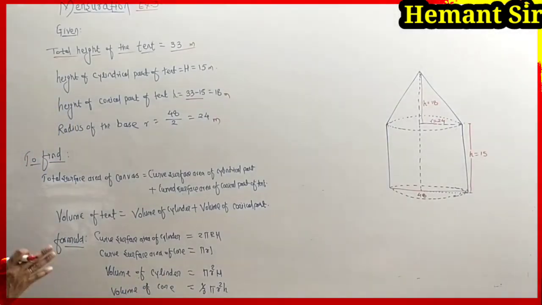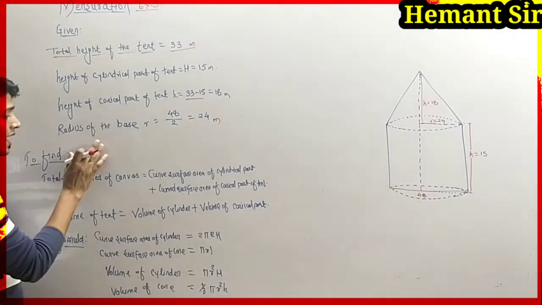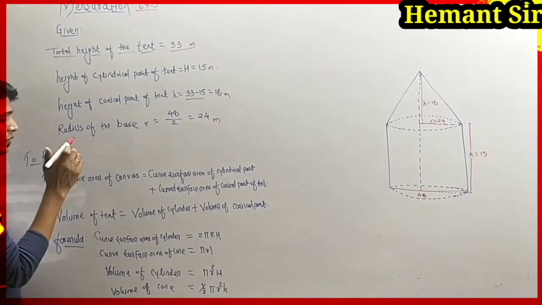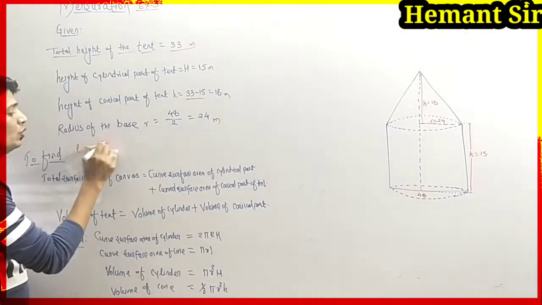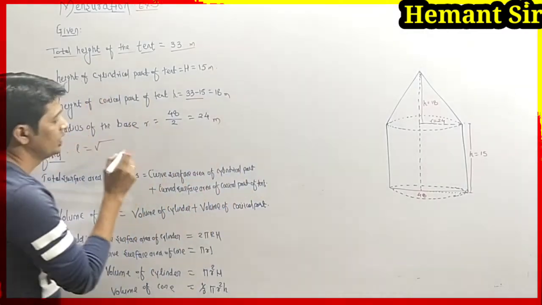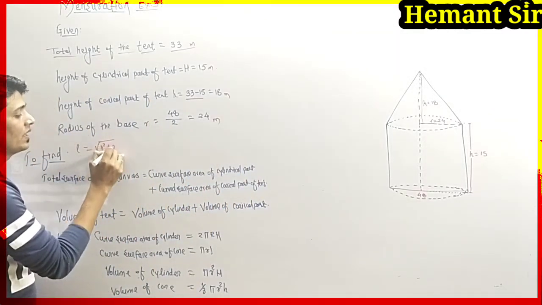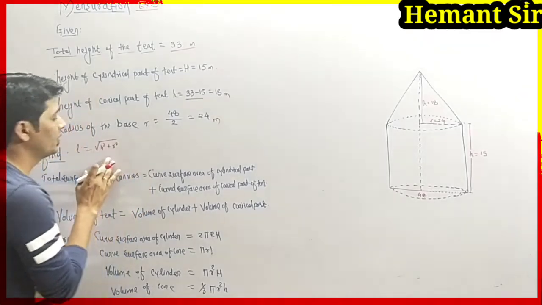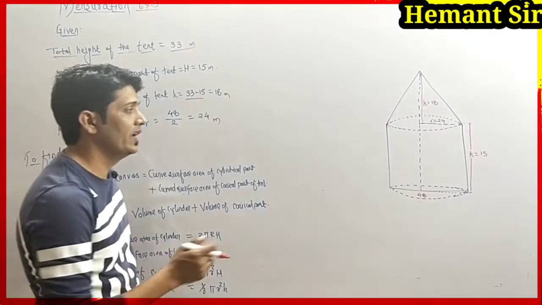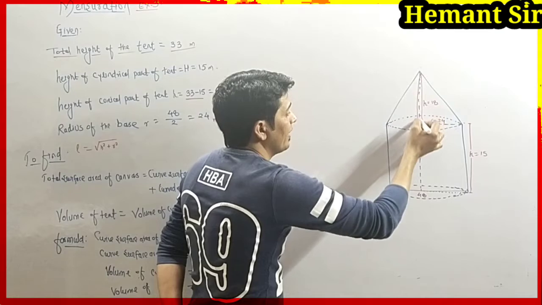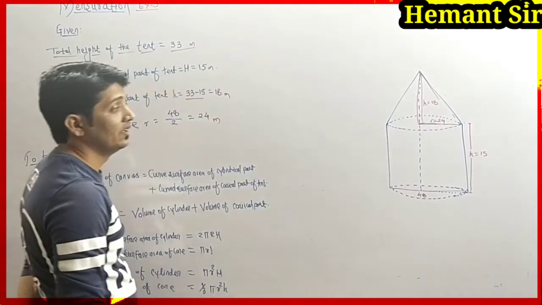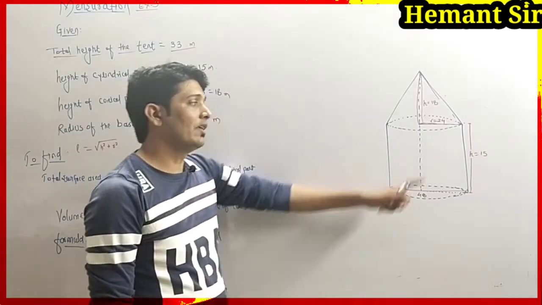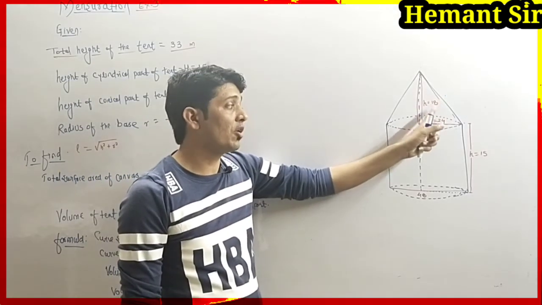First we have to calculate the slant height for the conical part of the tent. So I am calculating the slant height here. The formula of slant height is l equals root of h square plus r square. It is nothing but part of the Pythagoras theorem. This part forms a right angle triangle, and the slant height is the hypotenuse. The square of the hypotenuse equals the sum of squares of the other two sides.